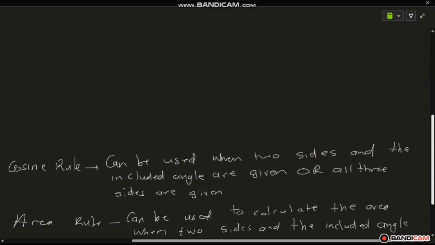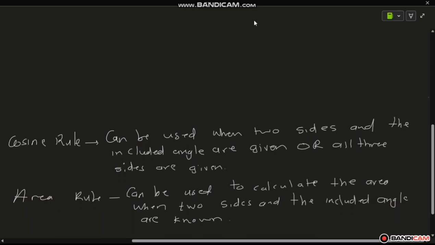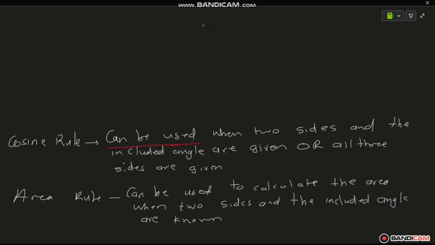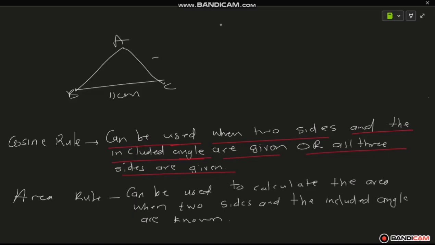Let's jump to the cosine rule then. The cosine rule can be used when two sides and the included angle are given, or all three sides are given. So we have two properties here: two sides and included angle, or all sides in a triangle. So let's say we have 11 centimeters, 30 centimeters, and 21 centimeters. The second property says that all three sides are given.